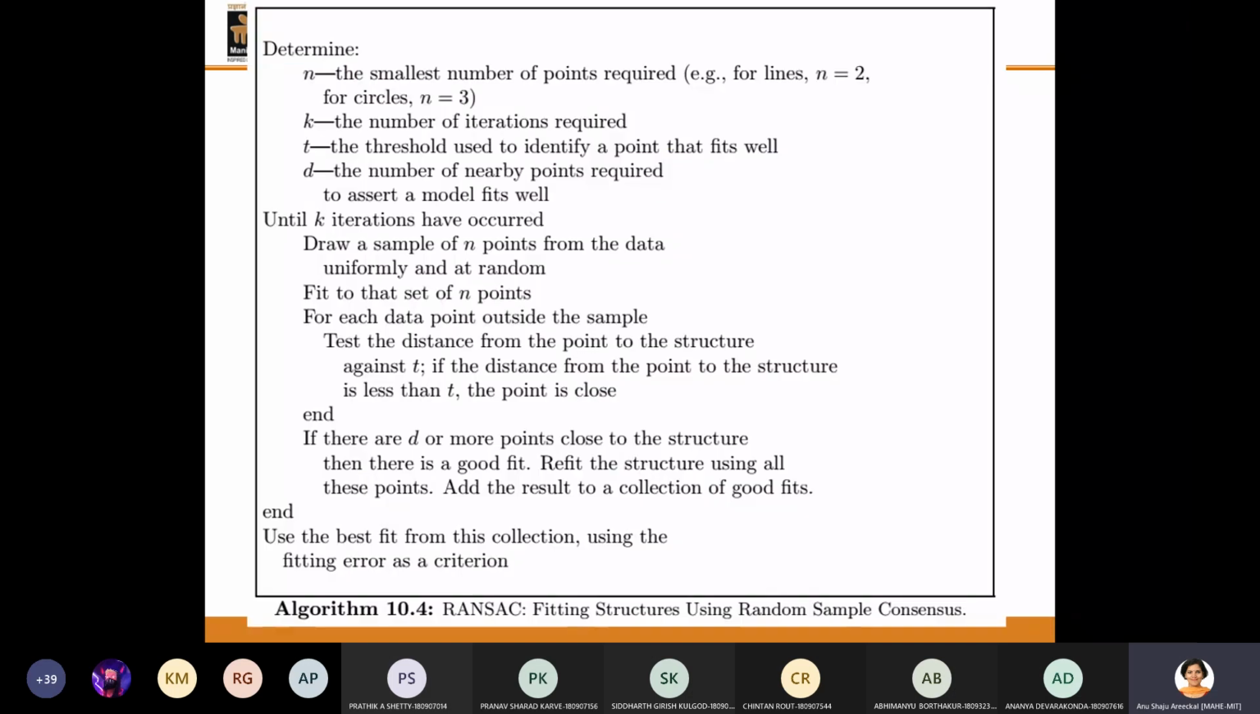So that is basically the RANSAC method, random sample consensus, and this is the pseudocode for this method. You can go through the pseudocode and try to understand the basic steps in the RANSAC algorithm.